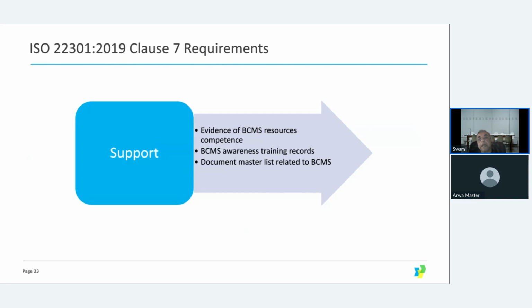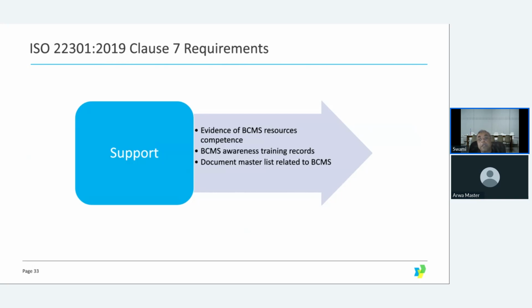We also need to maintain the document master list related to the business continuity management system. What are all the policies and procedures that you have? What are all the templates that people need to use for preparing the business continuity plan? What are all the guidelines people need to follow for implementing the business continuity plan? All that needs to be documented and kept as part of this, and those documents should be current and accessible to everyone.